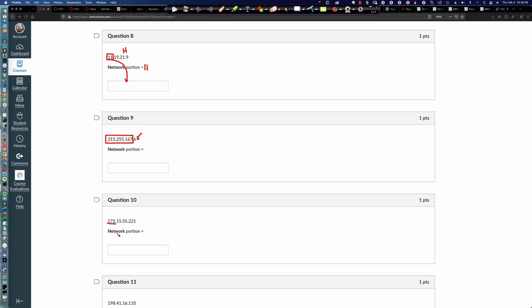What about question 10? We've got this 172, and 172 is one of those well-known RFC 1918 ranges, or the 172.16 that is. But we do know that 172 would be a Class B, and the first 16 bits, the first 2 octets, represent the network portion of the address. So our answer would be 172.15. And that is going to do it for this video in identifying the network portion of the address.